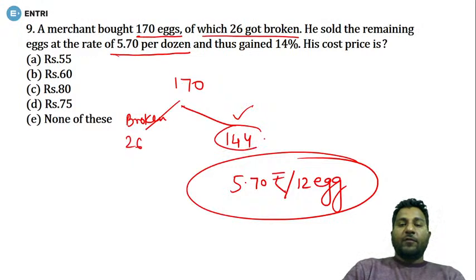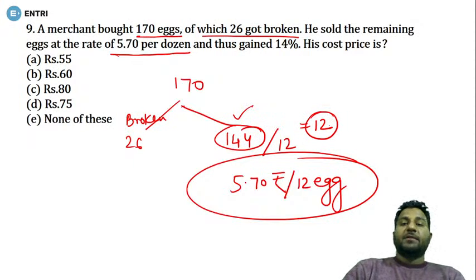That means 144 eggs must be divided in 12 parts, because 144 eggs are like 12 dozen, and thus gain 14%. His cost price is, so we need to find his cost price. How are we going to do that? Come on, everyone must tell me the answer. I'm waiting. Come on, we don't need to solve the whole question.